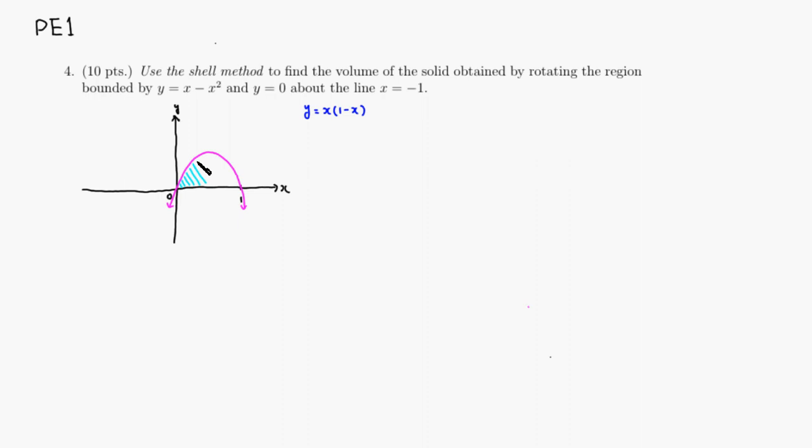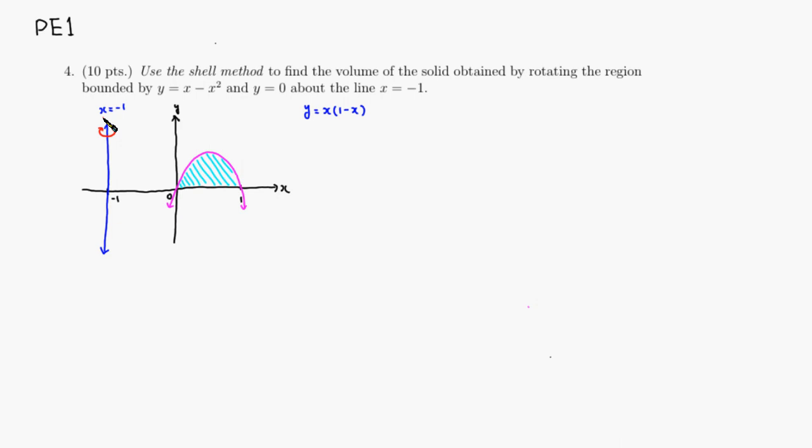Then we rotate this region about the vertical line x equals -1. So right here, it's -1, and here's the vertical line. Then we rotate it about this vertical line here, like that. Alright, so we're talking about the shell method.